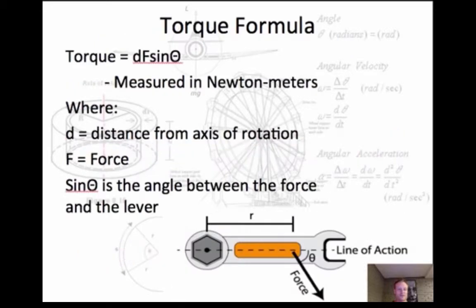So there's a formula for torque. The formula for torque is d times F times sine theta. D stands for the distance from the axis of rotation. F stands for force, and sine theta is the angle you make between the force and the lever. You can see in this wrench here, I have it as R, but that's really the same thing as D. This is the distance from the point of rotation, which is right here, to the point that the force is being applied. The force itself is measured in newtons, and sine theta is this angle here at which the force is being applied. So that is the formula for torque, and it's measured in Newton meters. When you get your torque answer, it'll be newtons times meters.